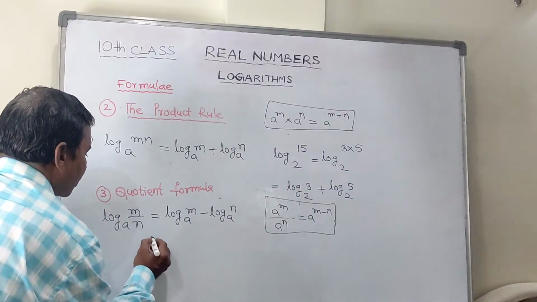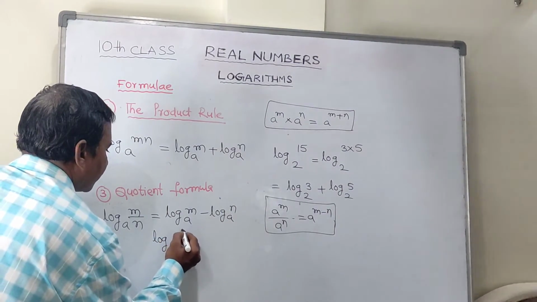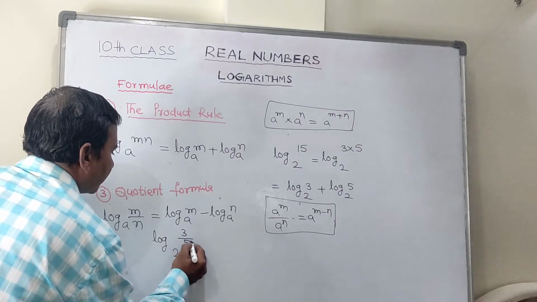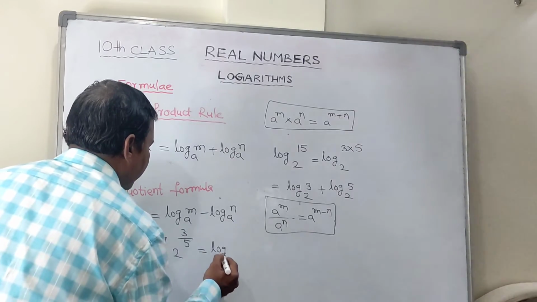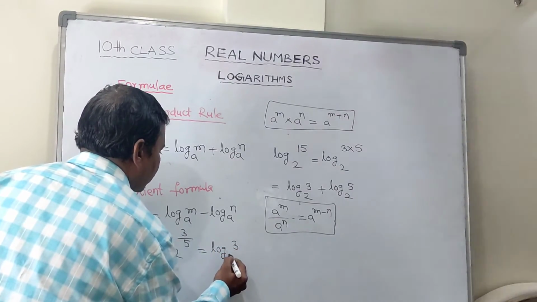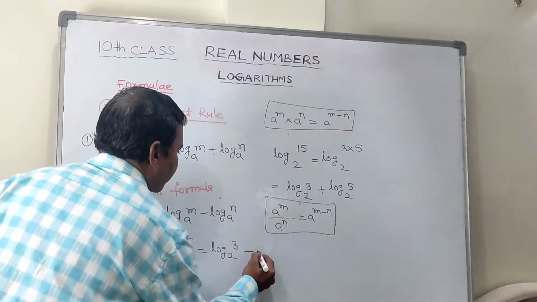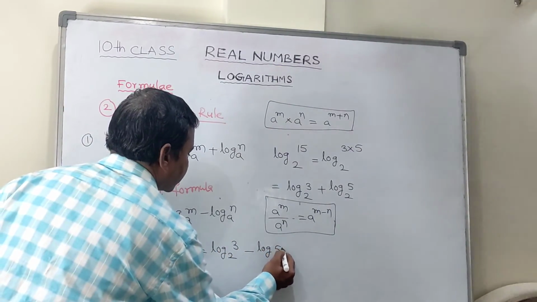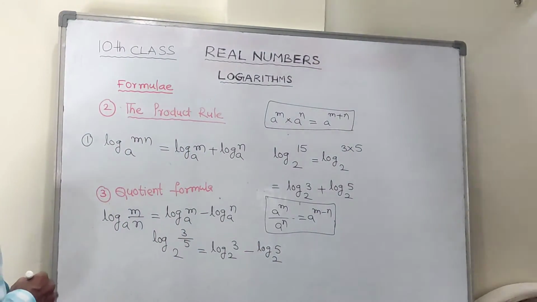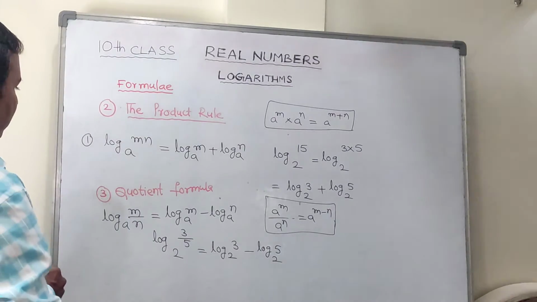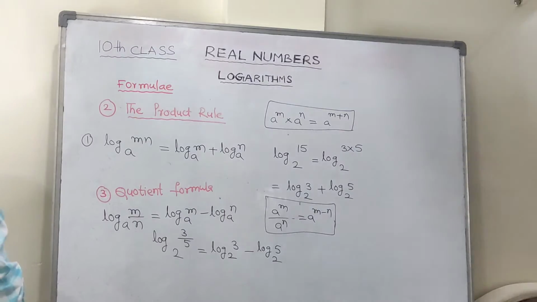Let us take one example problem. Log 3 by 5 to the base 2 is there. So, this we can write as log 3 to the base 2 minus log 5 to the base 2. So, like that we have to expand while doing the problems. This is the third formula, the quotient formula. Now, let us take another one.